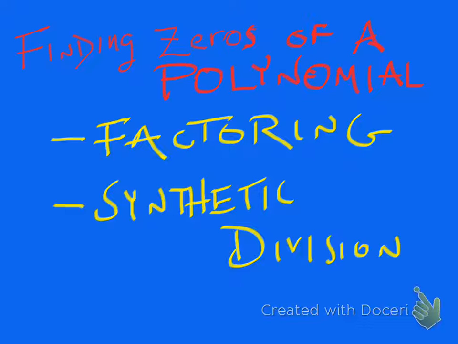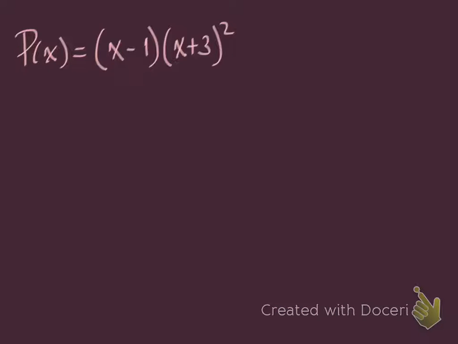So first let's talk about factoring. All right? Let's take one polynomial that's already been factored for us, and that really does make it pretty easy. All you have to do is look at those factors and think, well, what number would make those factors equal 0? So in this case, we've got x minus 1 times x plus 3 squared. That is a third-degree polynomial. And so the three zeros of that polynomial are really easy to see.